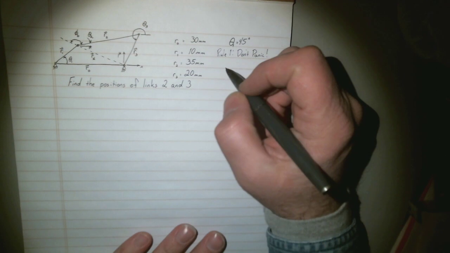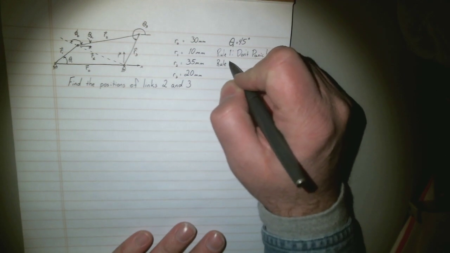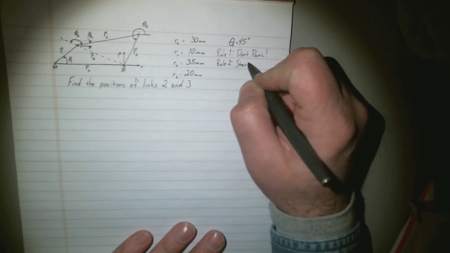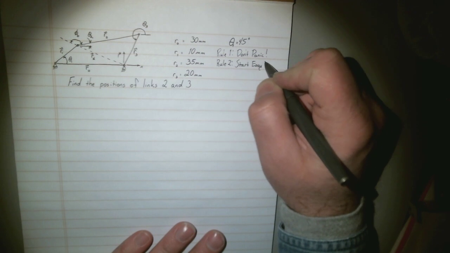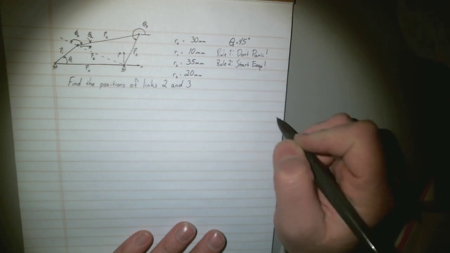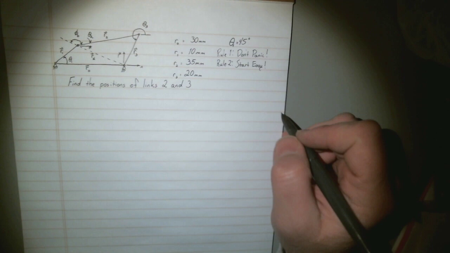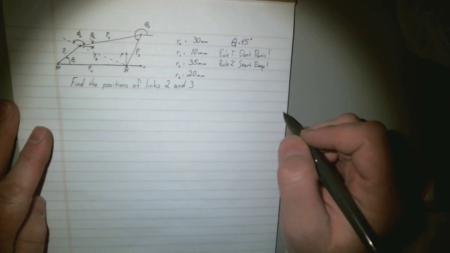So rule number 2 is start easy. What can we do about this problem that's very simple, just to get ourselves rolling? Well, this problem relies upon using vectors to solve for the positions of all the linkages.